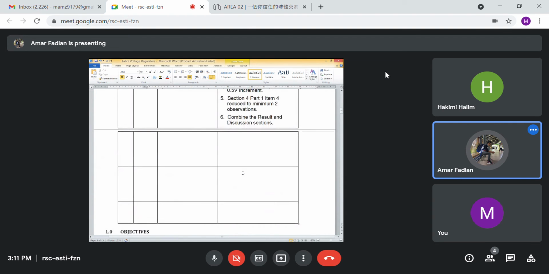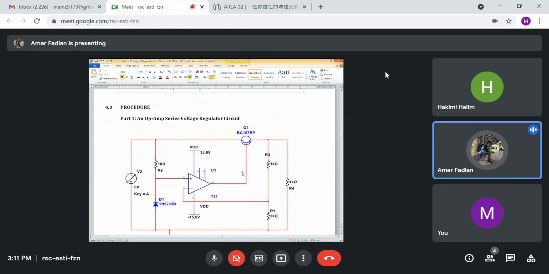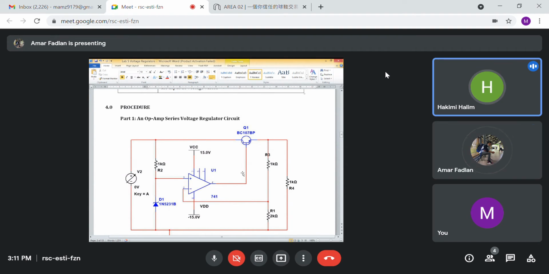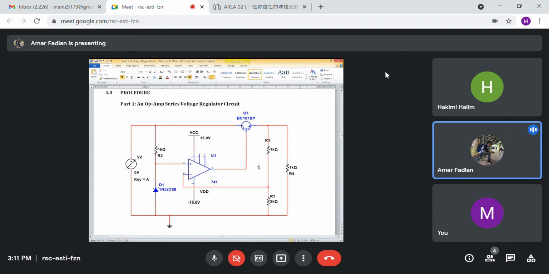We'll explain about part 1, which is an op-amp series voltage regulator. Generally, the voltage regulator is a circuit which keeps the output voltage constant under all operating conditions. The voltage regulator is needed to keep voltage within the prescribed range that can be tolerated by the electrical equipment using that voltage.